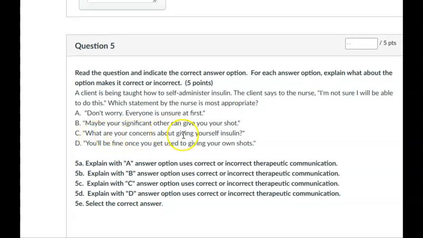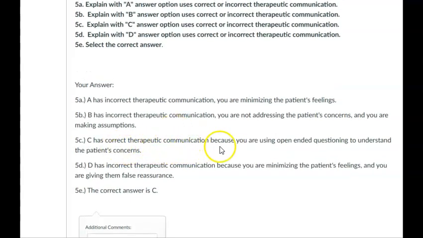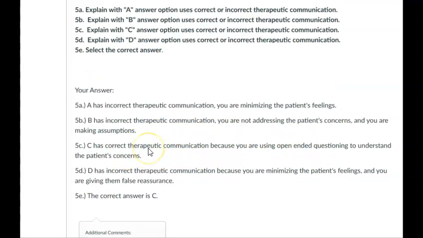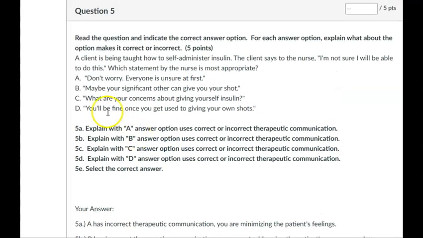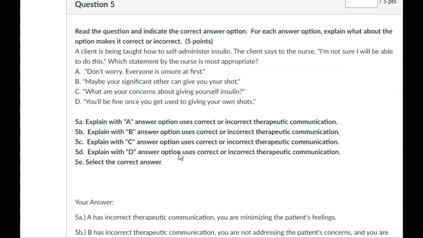C, what are your concerns about giving yourself insulin? Correct therapeutic communication because you're using an open-ended question to understand the patient's concerns. I would agree. D, you'll be fine once you get used to giving your own shots. D is not correct. You're minimizing the patient's feelings and you're giving false reassurance. The correct answer is C. That is correct.